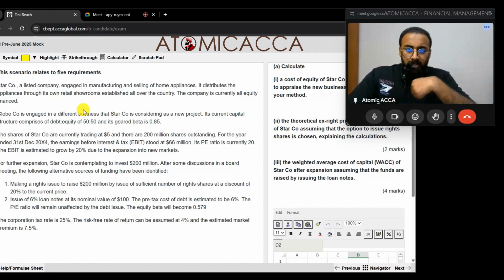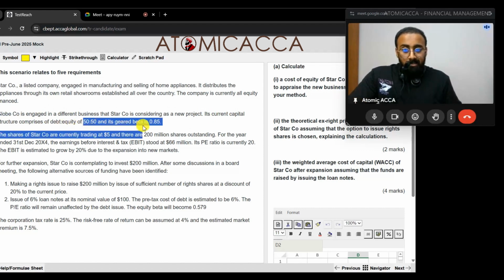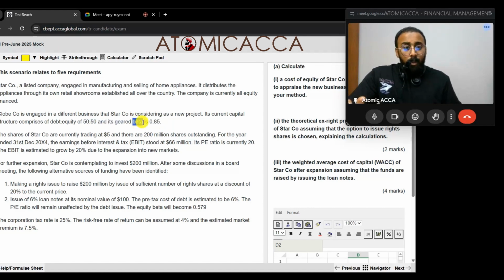It could be whatever. Globe Company is engaged in a different business that Star Company is considering as a new project. So Star Company is considering some new project and Globe Company is operating in that different business sector. Its current capital structure, meaning Globe Company's, comprises debt to equity of 50-50 and its geared beta is 0.85. Where do we use this beta concept in calculation? When we do the CAPM calculation. Alright, so we have the capital structure and we have the geared beta. Geared beta means equity beta rather than asset beta.